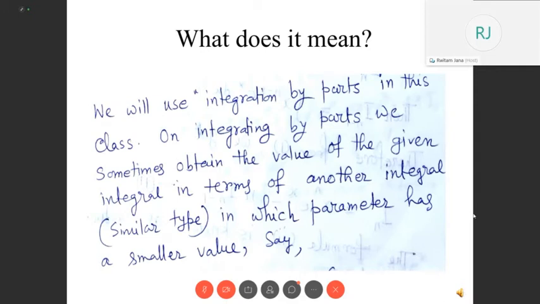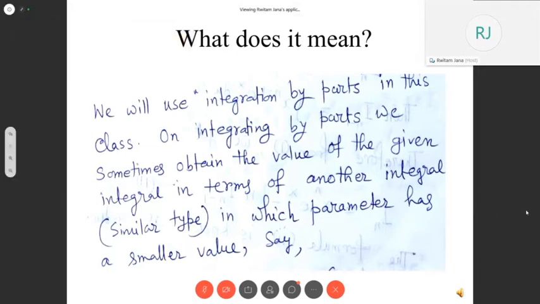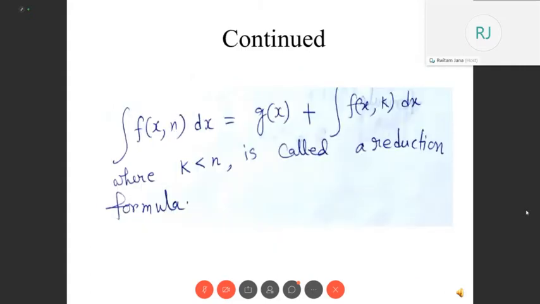Now what you do in integration by parts, you have two functions, and you have to consider one function as a first function and another function as a second function, and using the ILATE or LIATE rule, whatever it is, you know what is the first function and what would be the second function. Now you use integration by parts, and after some steps, say you got some integral in terms of another integral, a similar type of integral in which the parameter has a smaller value.